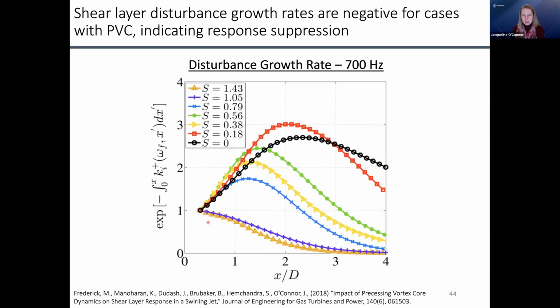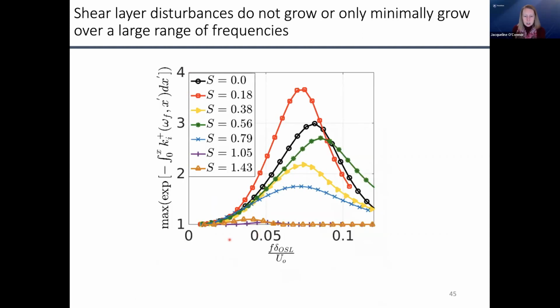And Mark presented this at Turbo Expo, and somebody asked a really good question, which was, does this depend on frequency? We looked at this particular case at 700 Hertz. So we did some other frequencies, but we couldn't do an exhaustive sweep. But fortunately, Kieran, who was Santosh's student, was able to do that in theory. And so he looked at a huge range of frequencies, right?